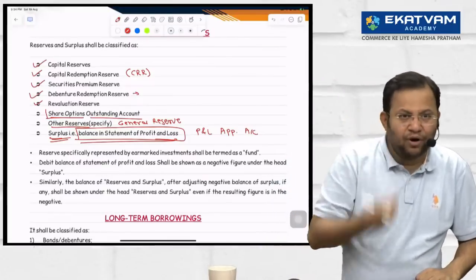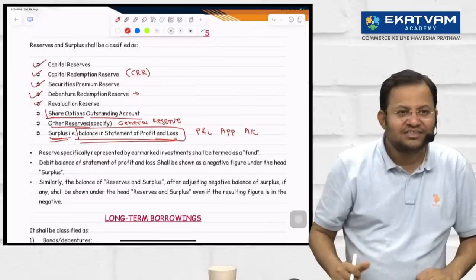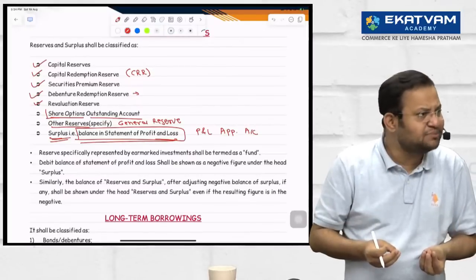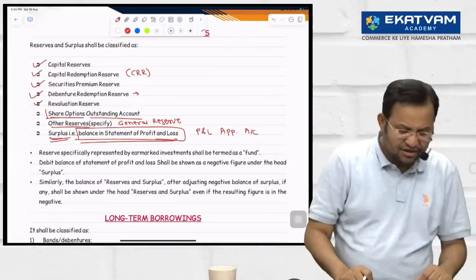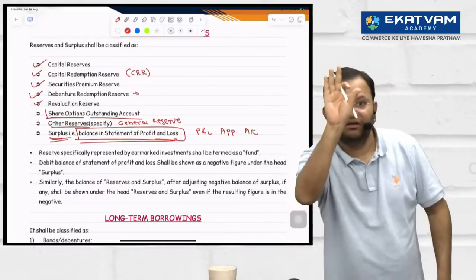अरे 2 मिनट मेरे पॉइंट्स तो खत्म करने दो यार. कुछ भी चल रहा है यार. 2 मिनट मेरे पॉइंट्स को मेरे को एक्सप्लेन करने दो यार. मेरा एक्सप्लेनेशन ही खत्म नहीं हुआ सर.